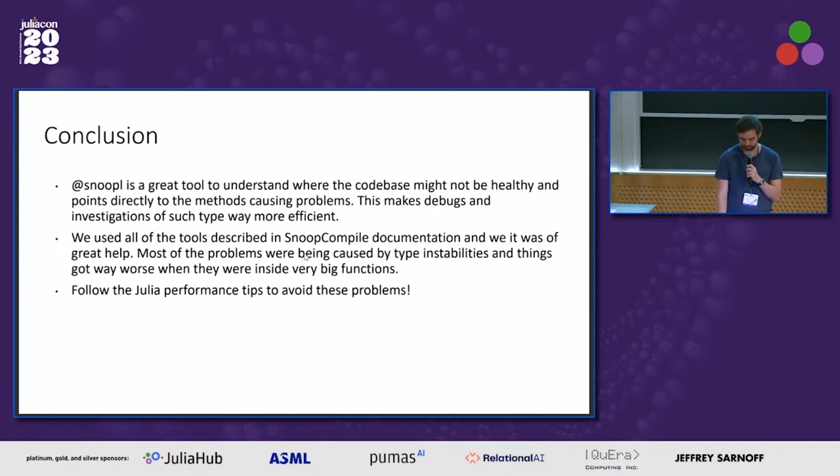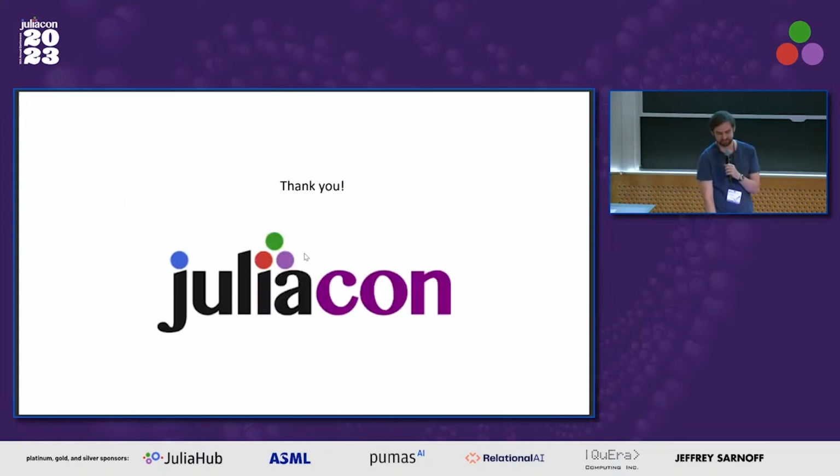And so my conclusion is this: SnoopCompile is a great tool to understand where your code base might be not healthy. It's a great indicator of where you have pain points in the code base. We use all the tools described in SnoopCompile, the snoop inference, to measure all the type inferences. You use it to go down into the inference calls and understand the type stability of the code. And this is really, really helpful. And well, you should definitely follow the performance tips written in the Julia documentation. That's the talk. Thank you very much.